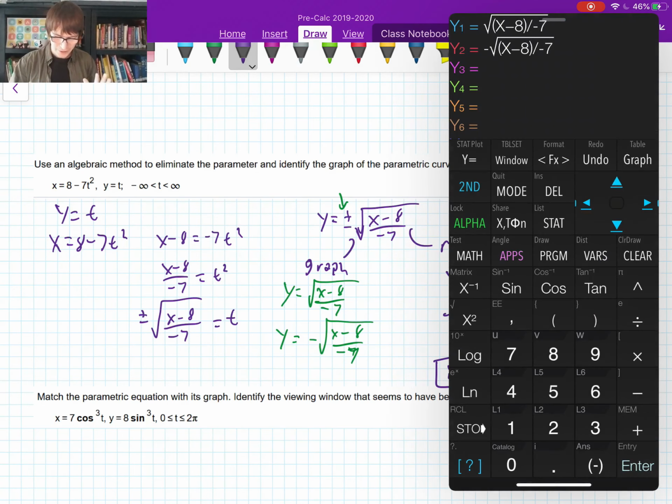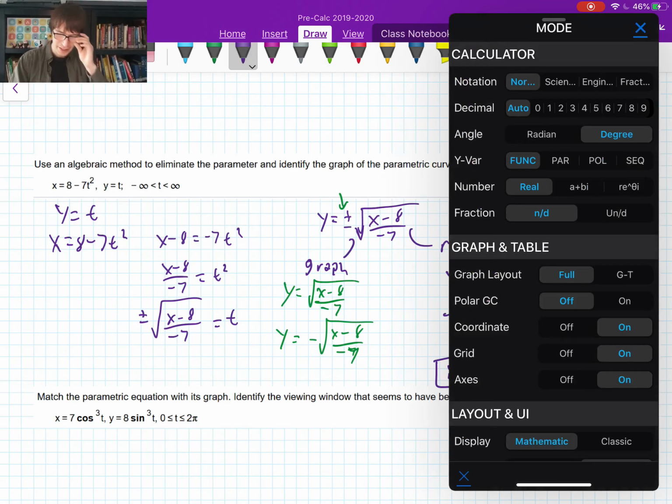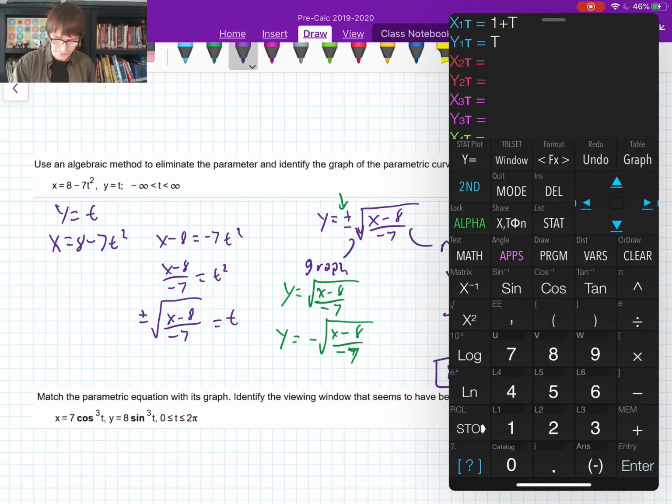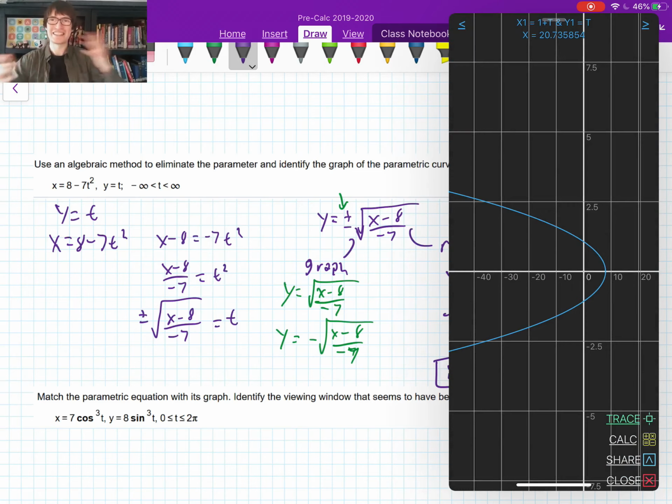Just to give you a little more view of what's going on here, let's go back to parametric mode and graph the same thing so that you can see that it is the same function. At the top we have, let's say, x1 is 8 minus 7t squared, and y is just t. Okay, and you can see we graph that. It graphs the exact same thing.